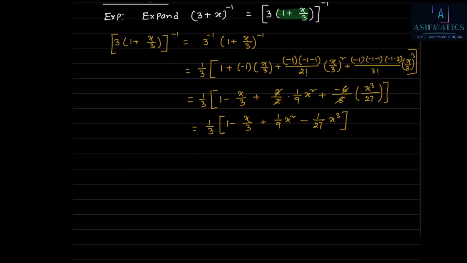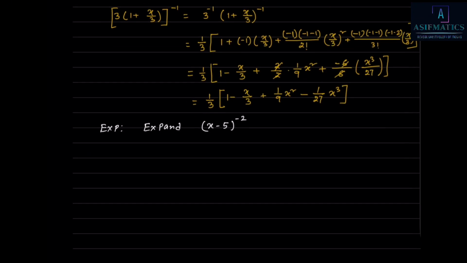Okay? One more problem to make you understand this better. So let's see, you have to expand x minus 5 to the power minus 2. Can we do it? No. In this condition, of course, we cannot do it, because look, within the bracket it is x minus 5, but we need to keep our format 1 plus x to the power n. So this is not matching, okay? The format is not matching.